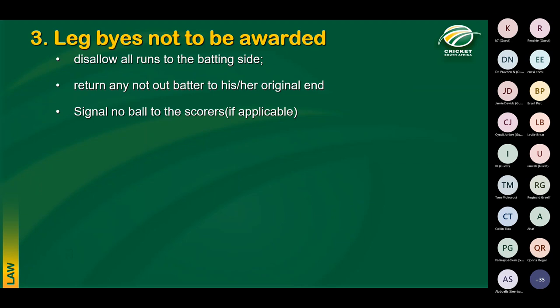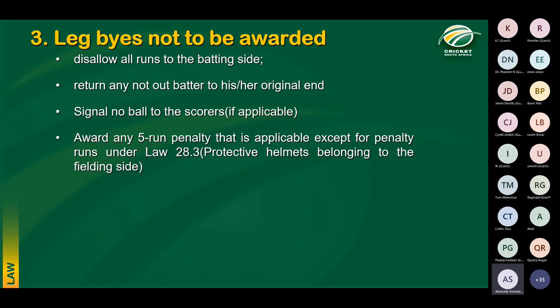Also, you shall award any 5 penalty runs that were applicable from this delivery, except there's one particular penalty run that will not be awarded. And that is if the ball should hit the protective helmet belonging to the fielding side that was placed behind the bowler. So, bullet point number 4, you will award any 5 penalty runs that could have happened from this particular delivery.